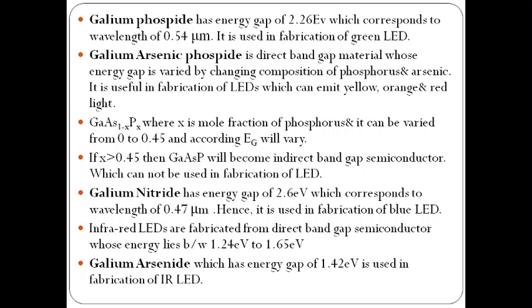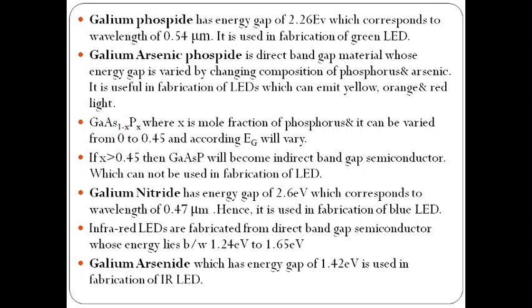So here, gallium arsenide phosphide. The composition is GaAs(1-x)P(x), where x is the mole fraction. This x indicates the mole fraction of phosphorus and arsenic. By changing the mole fraction of phosphorus and arsenic, it will emit different colors, either yellow, orange, or red.